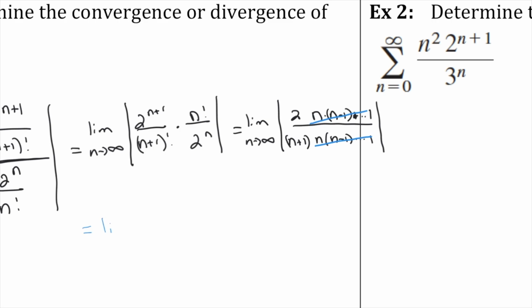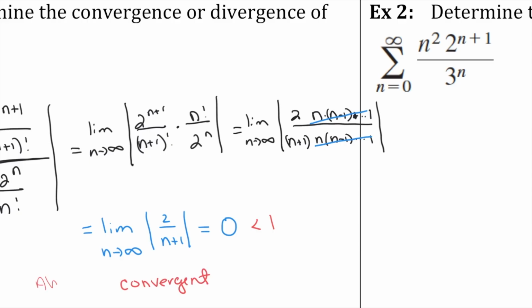Rewrite the problem again. We have the limit as n goes to infinity of our absolute value 2 over n plus 1, which is equal to 0, which is less than 1. And that tells us, of course, that our series is convergent. And it is actually absolutely convergent.